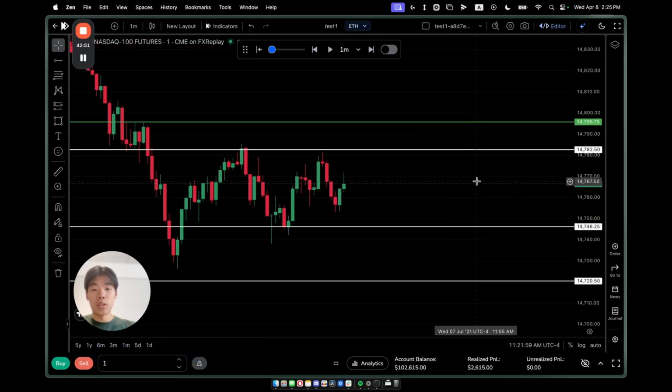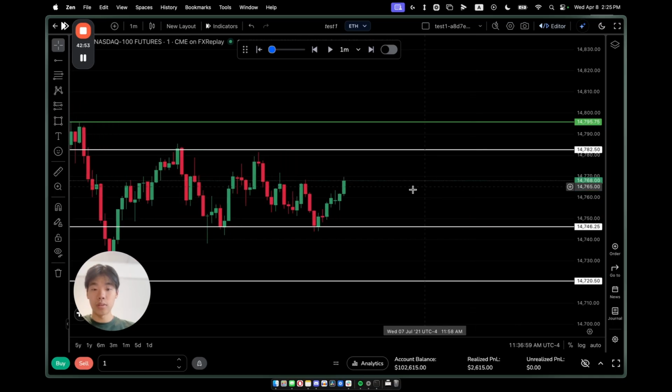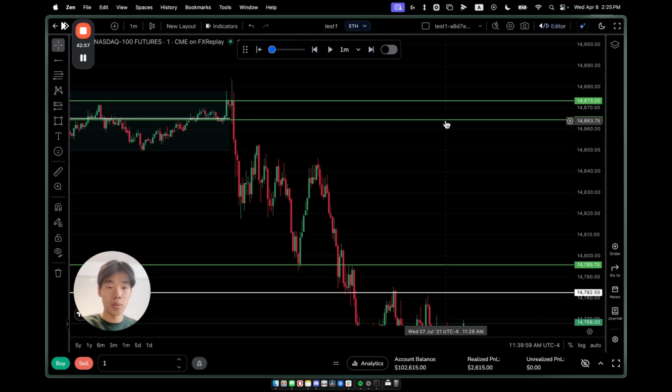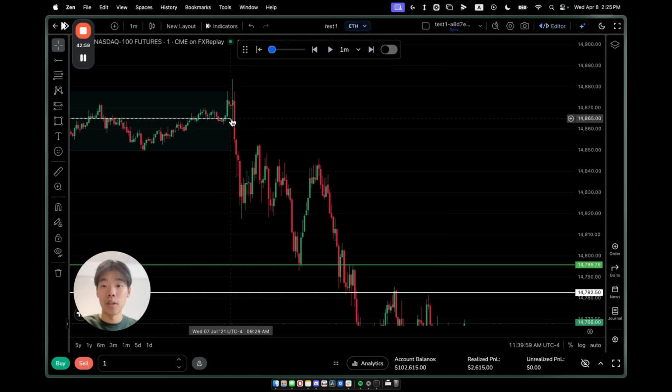And then it just starts ranging. I would not trade this range stuff, so I'm out of there. And it's already 11:40 at that point, so I'd be fading that.